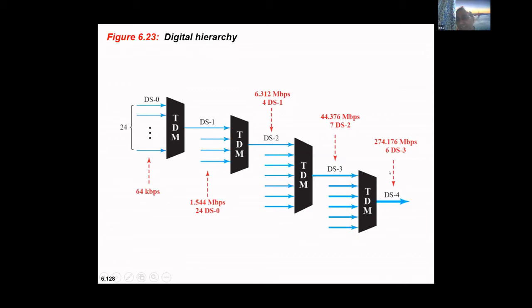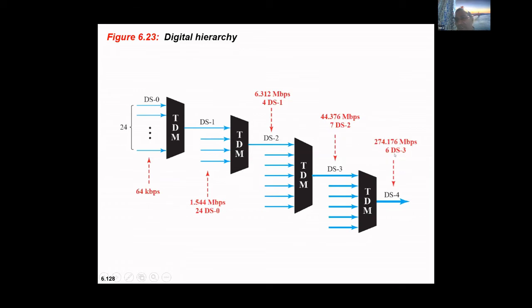So what we have seen in FDM, the same thing is there in TDM also, digital subscriber lines. So ultimately we have DS1, DS2, DS3, DS4. There we had groups, super group, and last we had the jumbo group. Subgroup, group, super group, and jumbo group kind of thing. So here it is called DS0, DS1, DS2, DS3, DS4. DS4 will have a capacity of 274.176 Mbps. You got the idea?